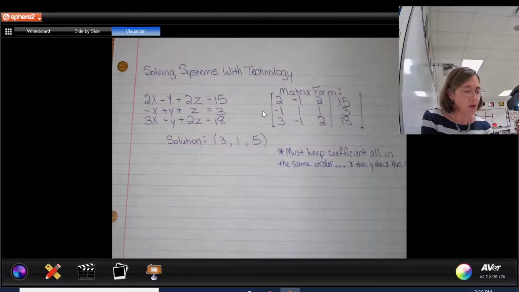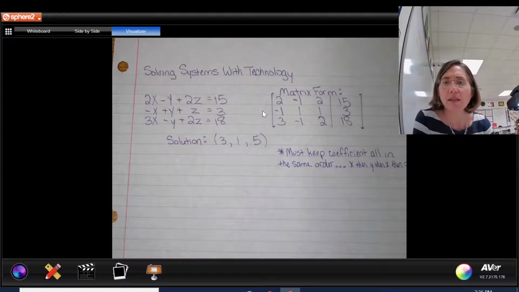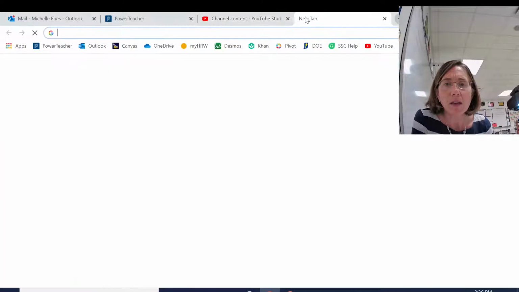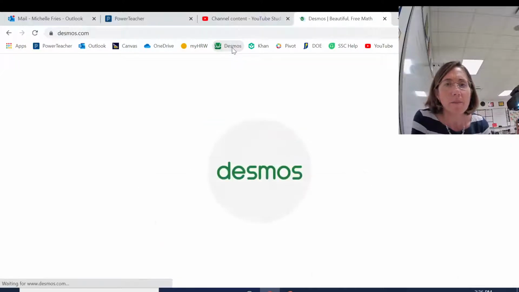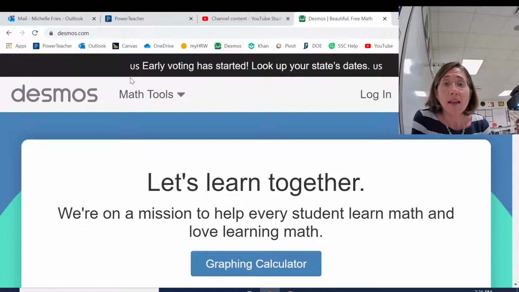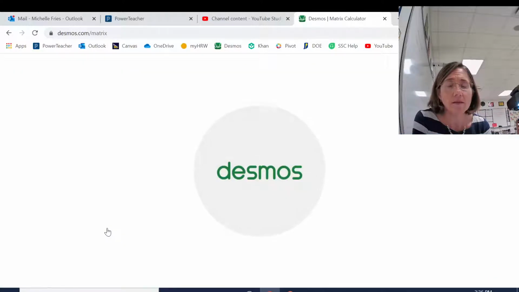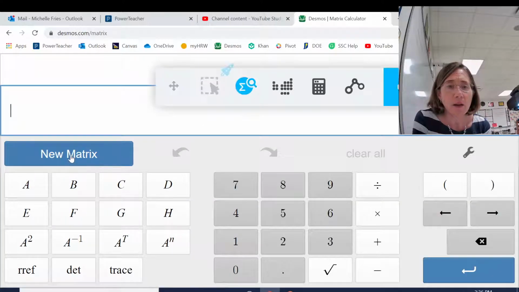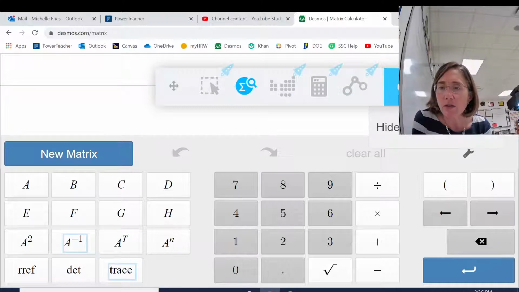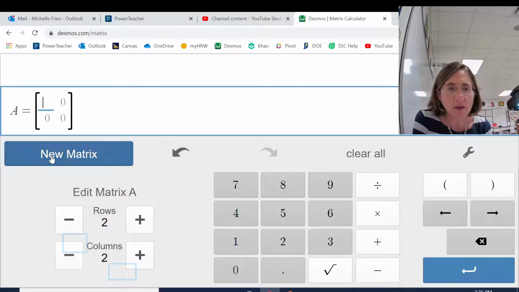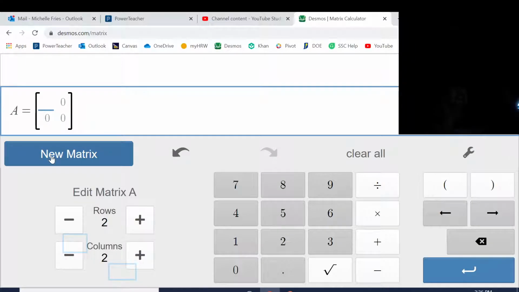Okay, so let's use Desmos first, I think. So let me minimize this for a second and come over here to Desmos. Now what we're going to do is we're going to go to this Math Tools section and we're going to pull up this matrix calculator. And we are going to, let's close Equatio, sorry about that. We are going to make a new matrix. So it's going to call it A, that's fine.